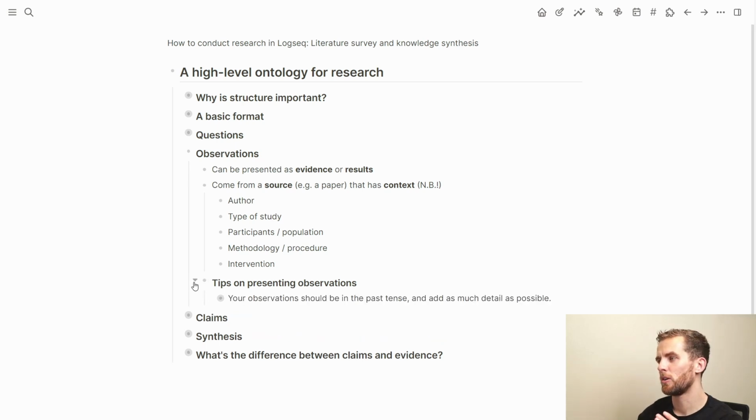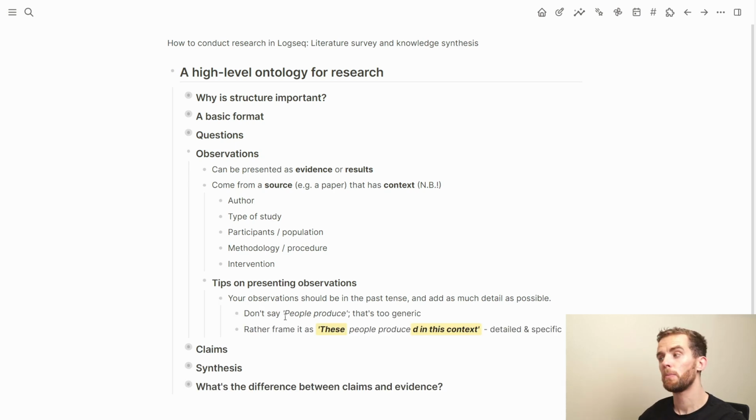And something which Joel said here is that your observation should be in the past tense and add as much detail as possible. So instead of "people produce," which is very generic, it's important to say these people, i.e. these people in that context, produced this given that context. So the claim is not super generalizable, and you'll see this, there's a mismatch with this everywhere really, where people will make very high level statements about, oh, this is the way that the world works because of this one experiment. And it's like, no, in that context, with that intervention, in that very controlled environment, that is what happened.